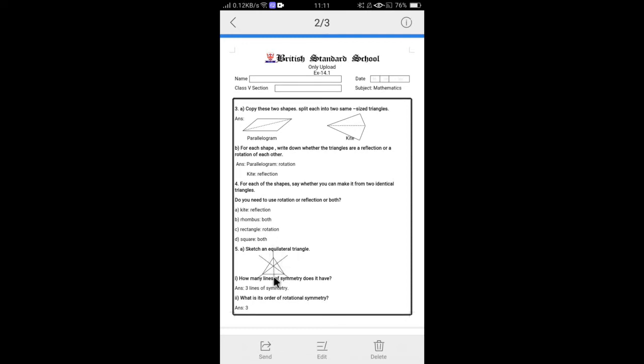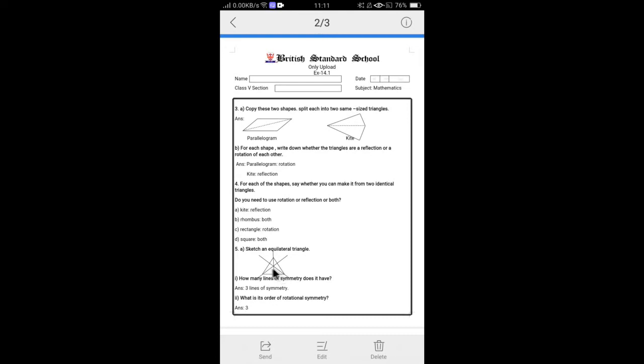It's called an equilateral triangle. So we have to draw this one first in your copy. Then, how many lines of symmetry does it have? What is a symmetry line? The line which can divide a shape equally. As you can see, if I draw a line vertically, I get these two triangles. So these two are the same.